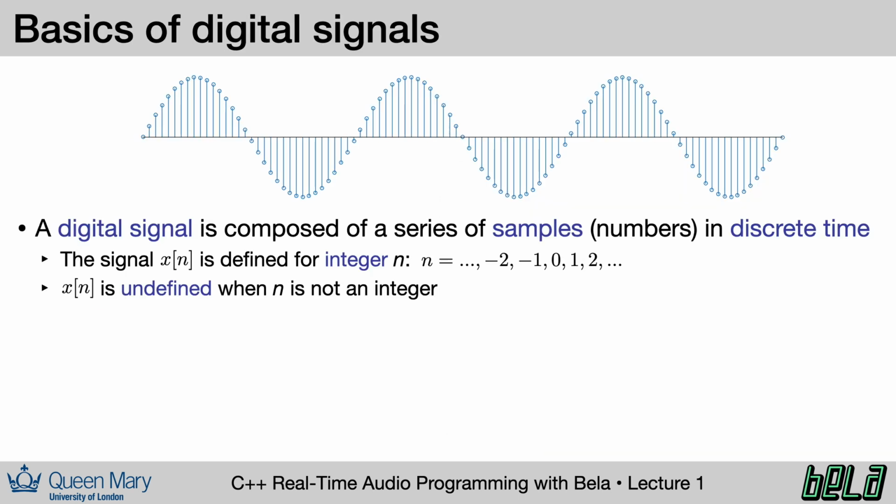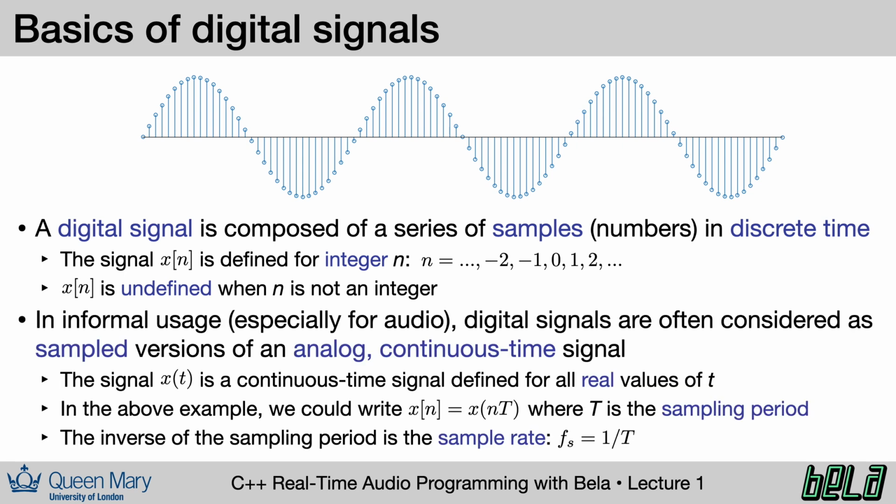Okay, let's dive in. This is a class about working with digital signals. And when we talk about digital signals, all we're really talking about is a series of numbers ordered one after the other. So a signal x[n] is defined for integer values of n from minus infinity through infinity, and undefined when n is not an integer.